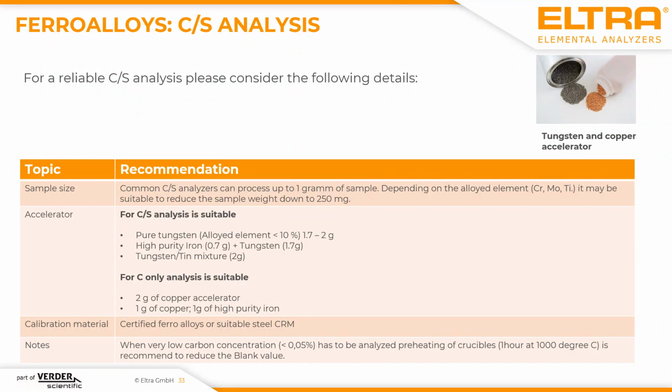One other thing which is maybe important is the calibration. On the one hand, you can use certified ferroalloys, but of course in the CSI, due to its flexibility, you can also use just steel samples for calibration. One other thing which is also recommended when you would like to analyze very low carbon concentrations, for example like 50 or even only 20 ppm, then you have to make sure that the crucibles you need for carbon and sulfur analysis is very, very clean, and we recommend a calcination at 1000 degrees Celsius for a minimum 1 hour.